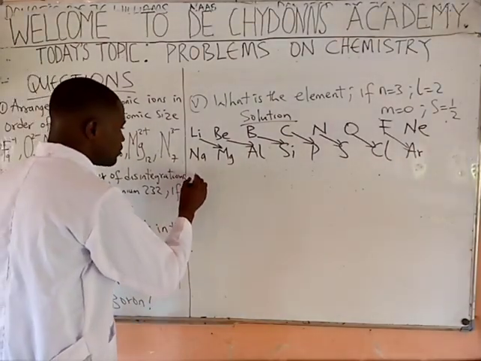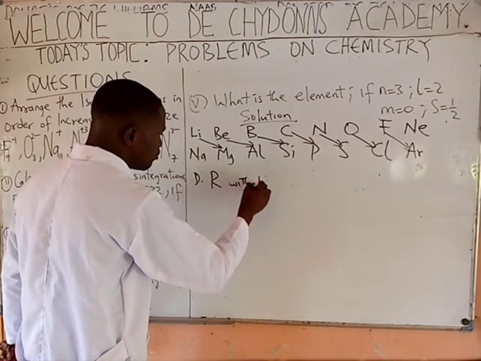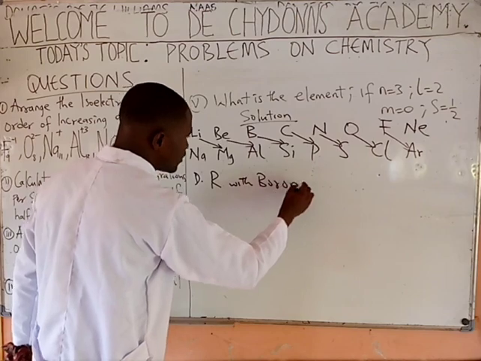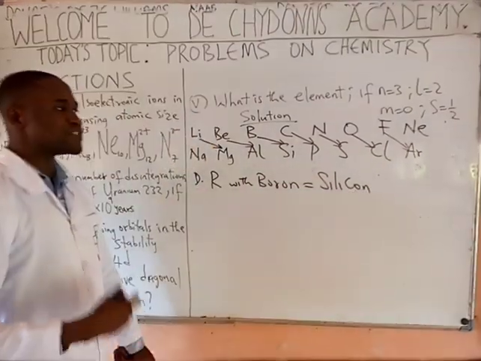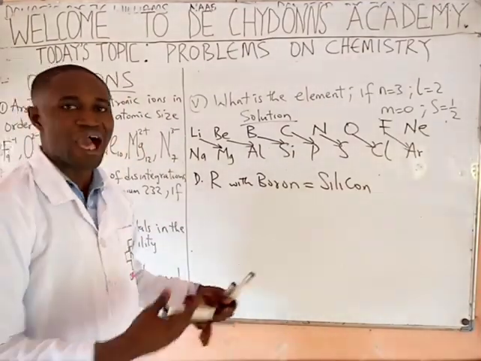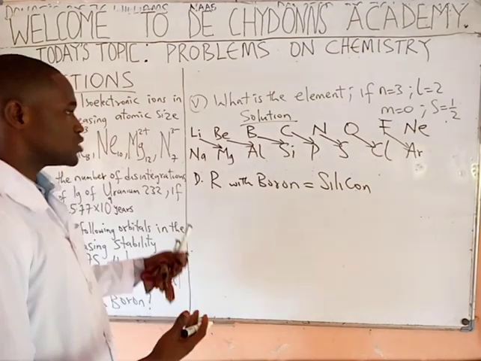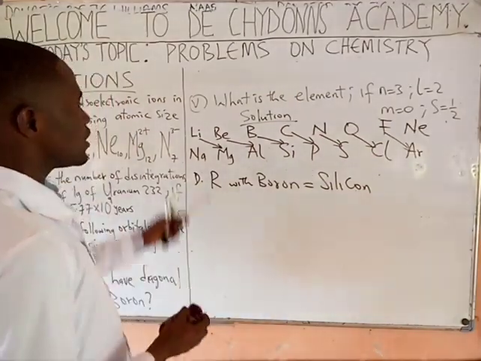We say the diagonal relationship with boron, the one that has it is silicon. That is, they have similar chemical properties. That is simple. The meaning of having a diagonal relationship is based on the chemical properties. Okay. We go to the next question.